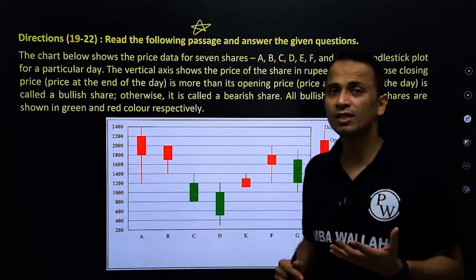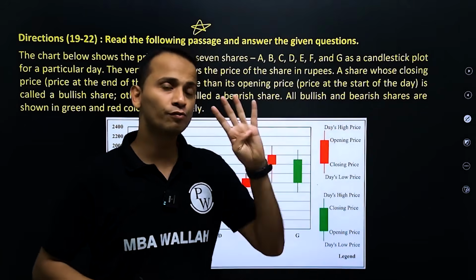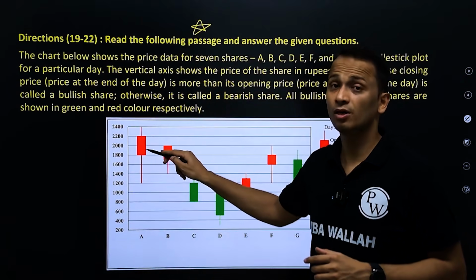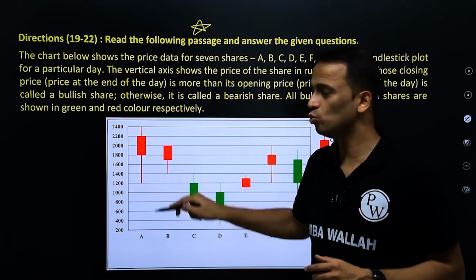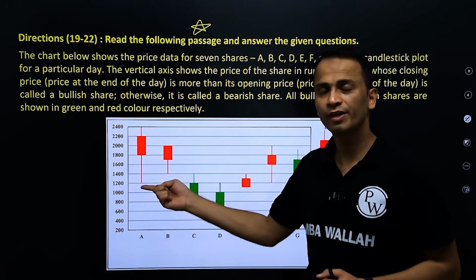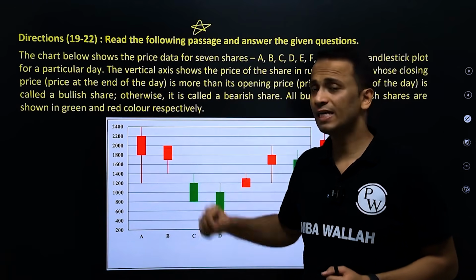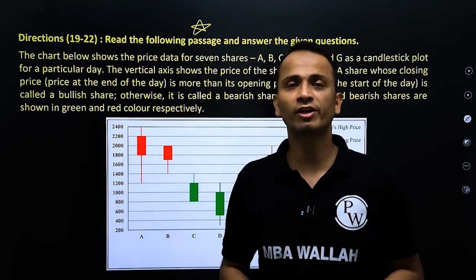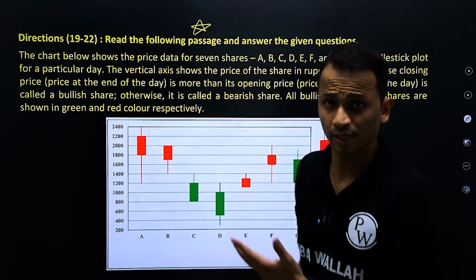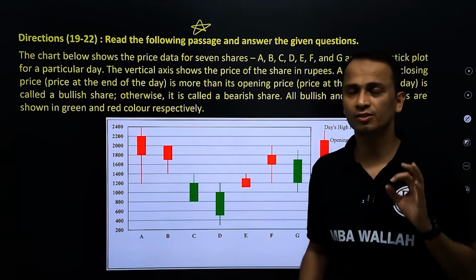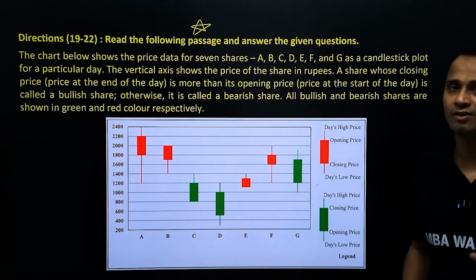In a candlestick chart, every candle will give us 4 pieces of information. So you have a rectangle followed by 2 lines. The bottom of this line will give you one value, the top of this line will give you another value. Then the top and bottom of this rectangle will give you another 2 values. As you can see here, it is mentioned. There are 2 different colors of candles, red and green.